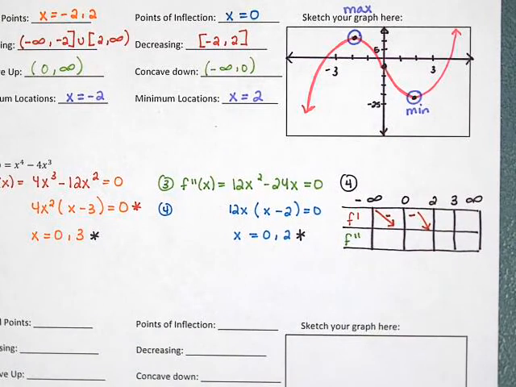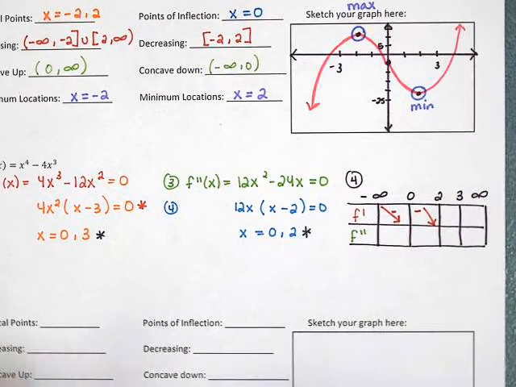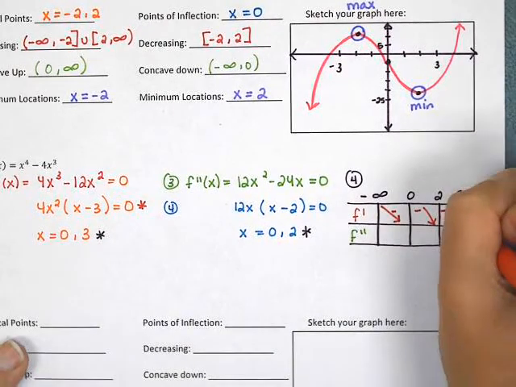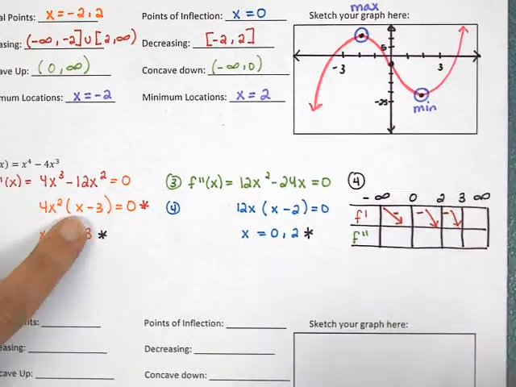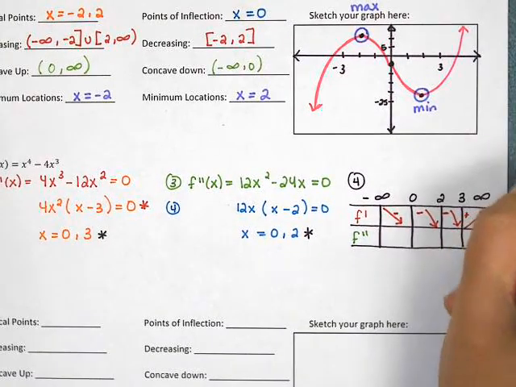Then I plug in +2.5. Positive, negative, still negative. My graph is going downhill. And then I plug in +4. Positive, positive. Now my graph is going uphill.